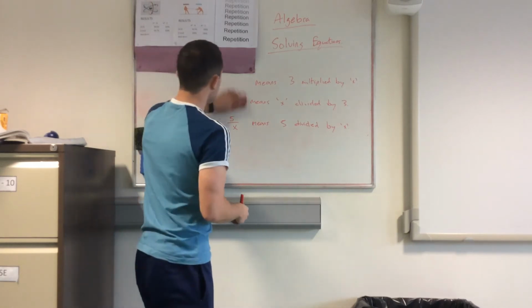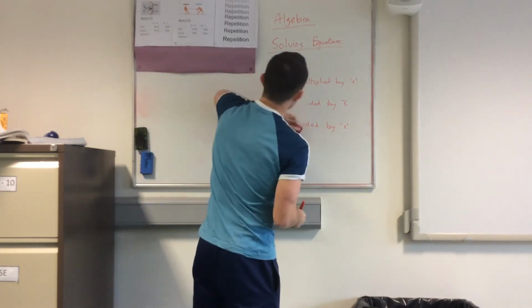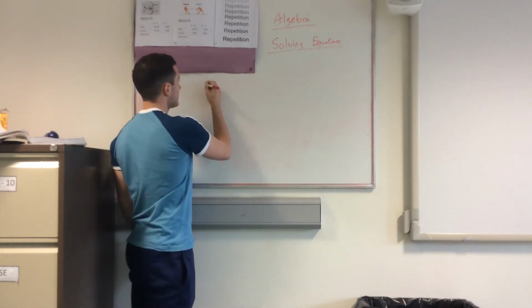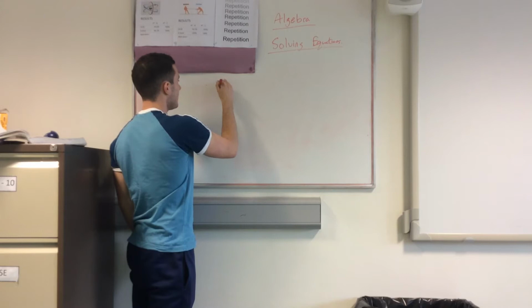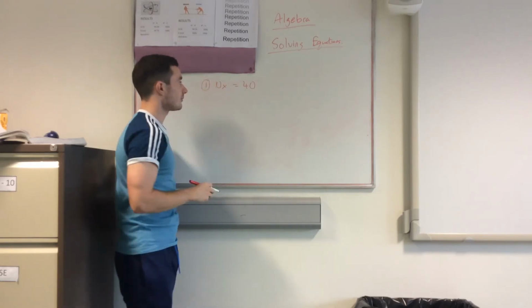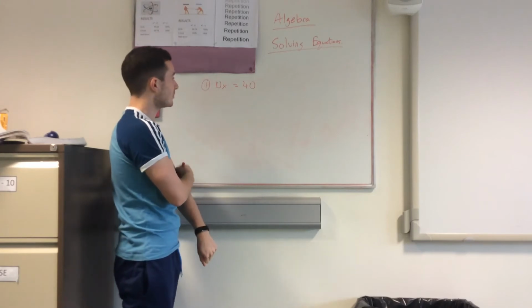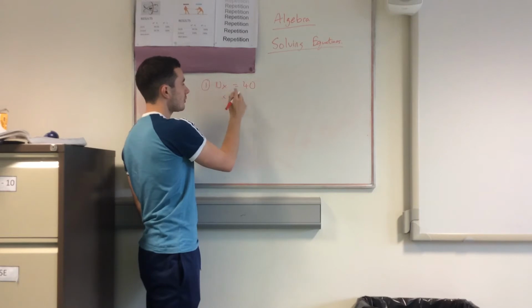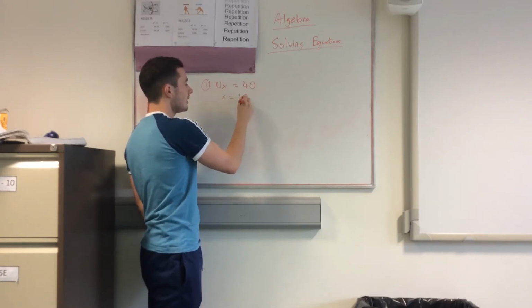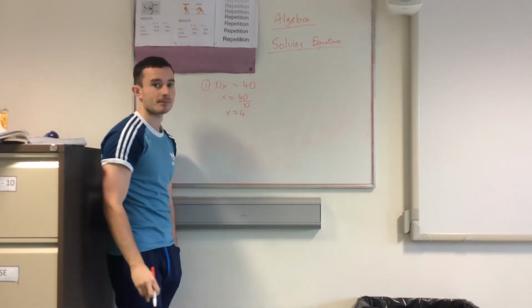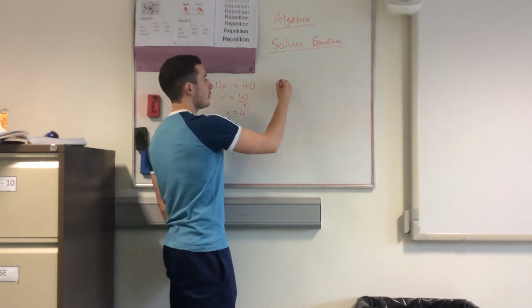Alright, so doing a few examples of our basic easier questions. For example, 10x equals 40, that's number 1. If 10x equals 40, that means 10 multiplied by x equals 40. I want x equals on its own, so I'm going to say x equals, bring my 10 across. It's multiplied by on this side, so it becomes divided by. So 40 divided by 10, which is x equals 4. Alright? Easy peasy.